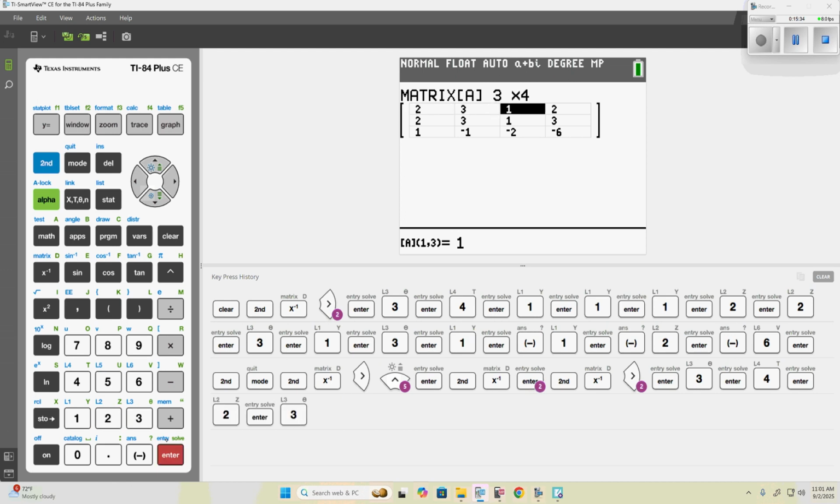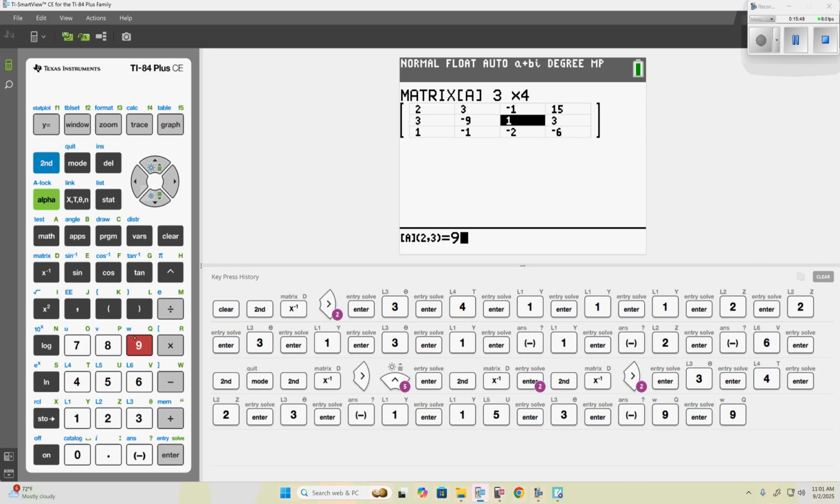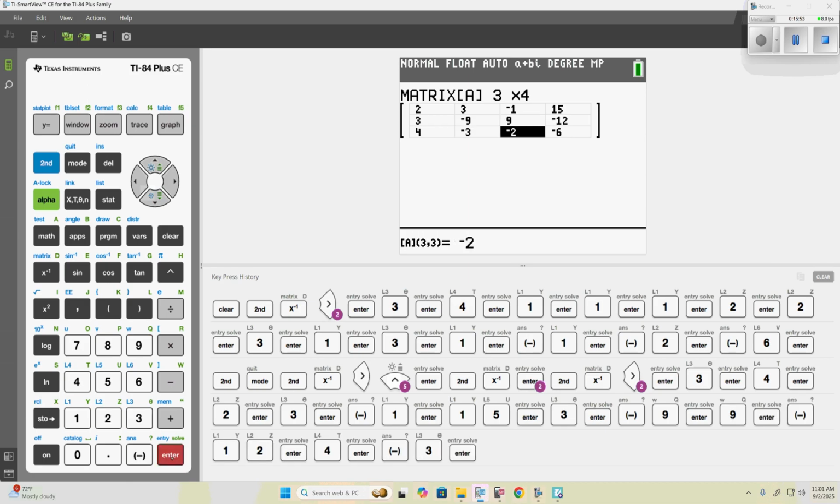And the first row is going to be 2, 3, -1, 15. Our second row is going to be 3, -9, 9, -12. And the last row is going to be 4, -3, -1, 19. So -3, -1, 19? Yes.